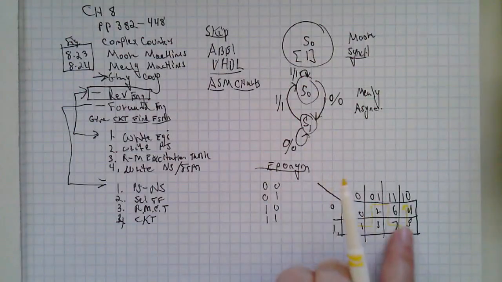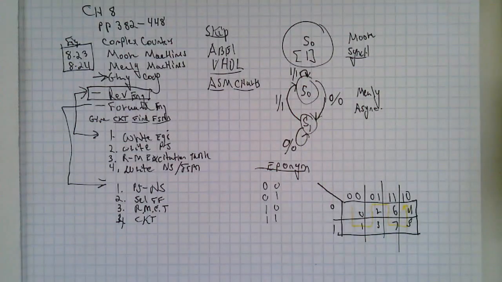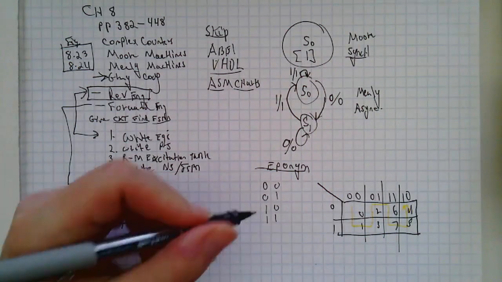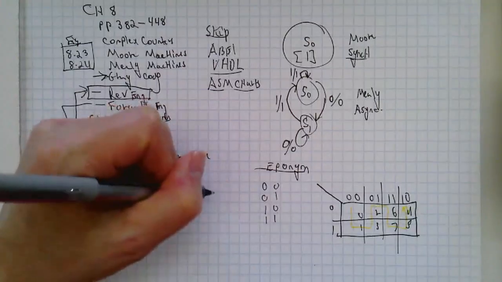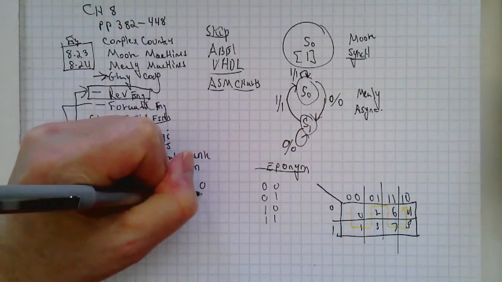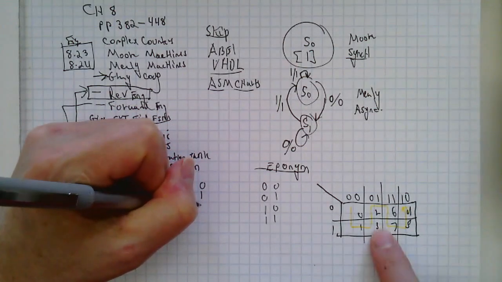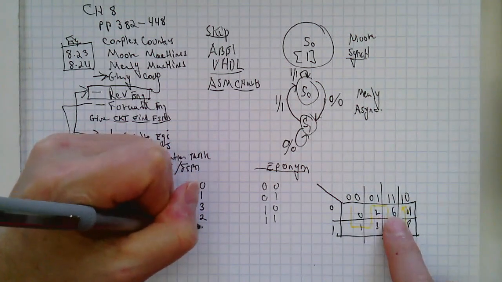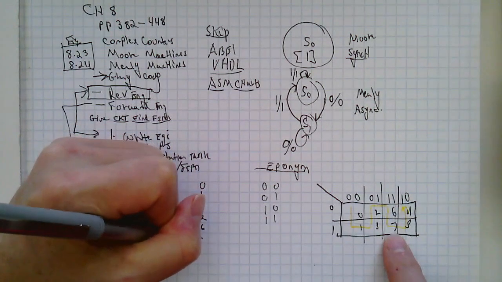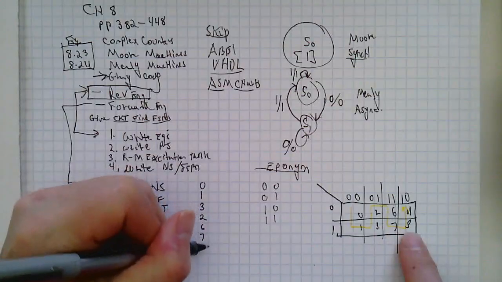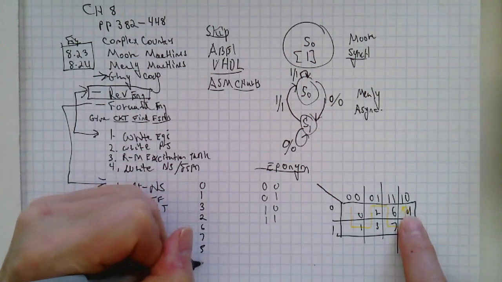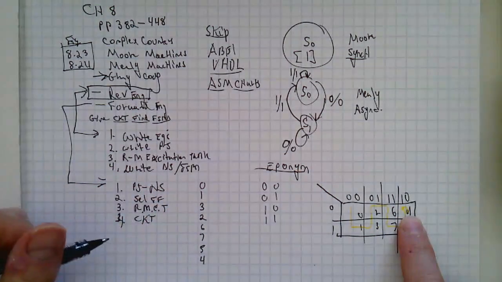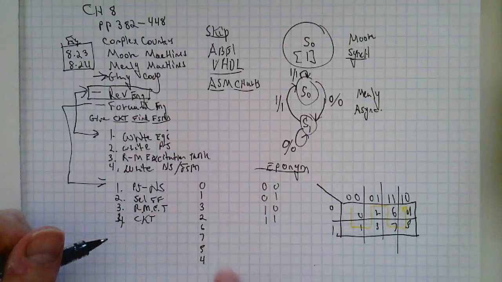I'll start here and I'm just going to wind my way through the K-map. And as I wind my way through the K-map, I'm going to write down the numbers. 0, 1, 3, 2, 6. It's kind of a weird order, right? 7, 5, 4. Oh, look, it's a counter. Let's write it in binary.